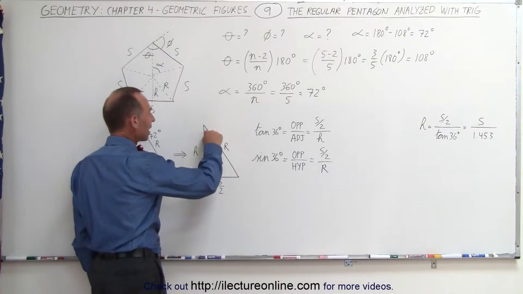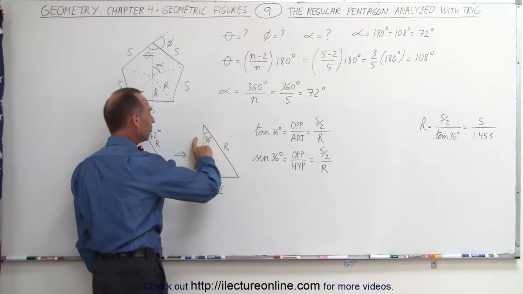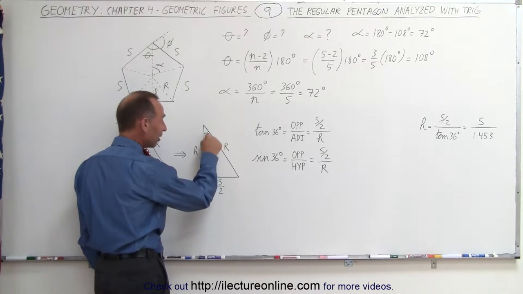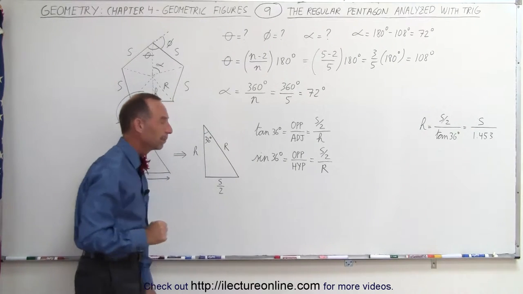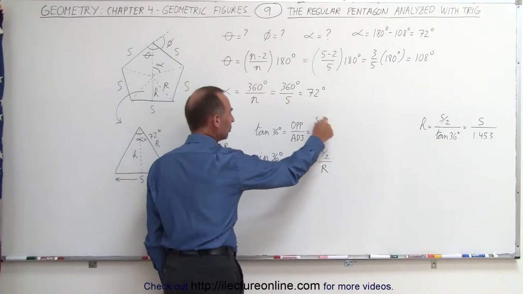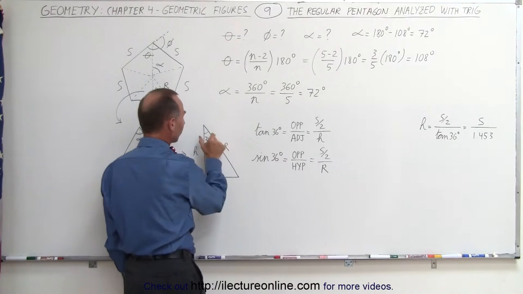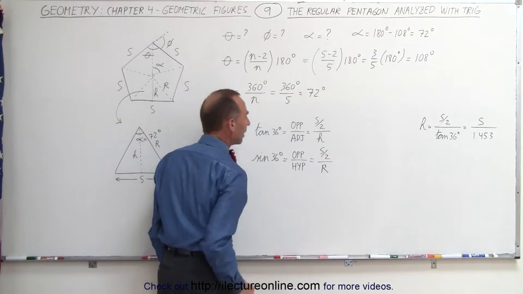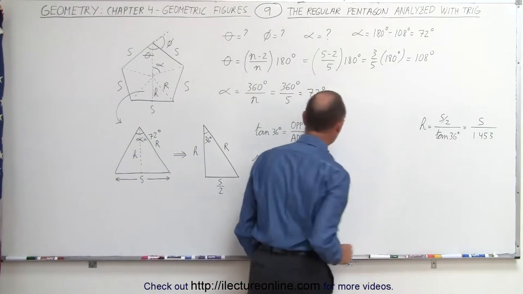So since here we have the angle of 36 degrees, this would be the opposite side to this angle, and this is the adjacent side to the angle. Notice the opposite side means it does not touch the angle, and adjacent side means that the side touches the angle. If we then say that the opposite side is S over 2, and the adjacent side is equal to H, then the tangent of the angle, in this case 36 degrees, is equal to the ratio of S over 2 divided by H. And that's where this equation came from that I showed you last time.